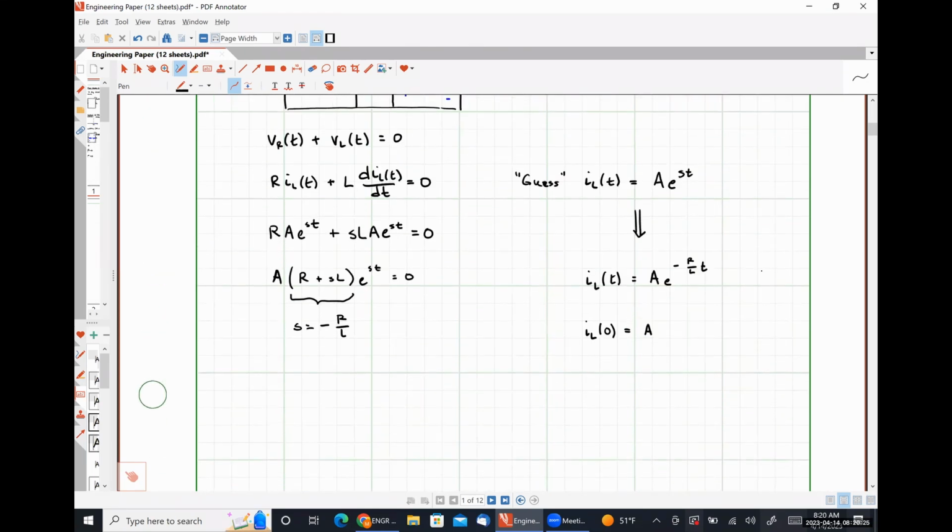So in general, then, we can say IL of t will be equal to IL of 0 plus e to the minus R over L multiplied by time. So in a system like this, we expect the inductor current to experience an exponential decay, and the rate of decay is determined by the resistor and inductor values in the system.